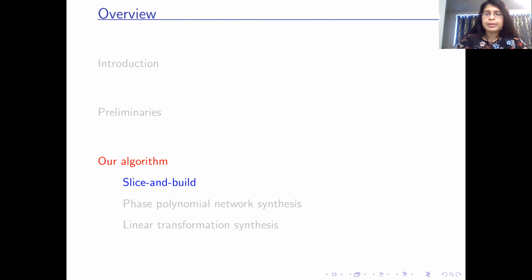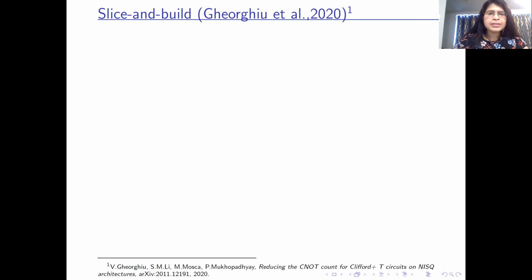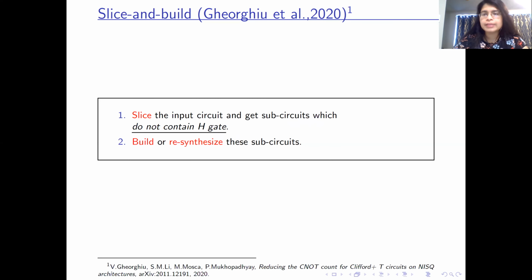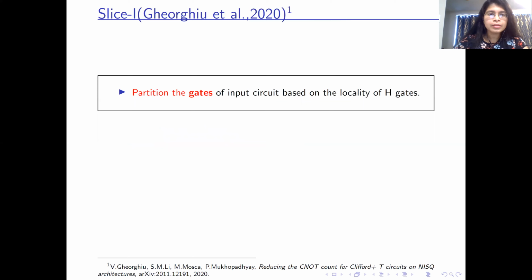Now I describe our algorithms. The basic intuition of our algorithm is to slice the circuit and resynthesize the subcircuits. So we slice the input circuit and get subcircuits. These subcircuits do not contain the Hadamard gate, and then we resynthesize these subcircuits. We have investigated 2 ways of slicing the circuits.